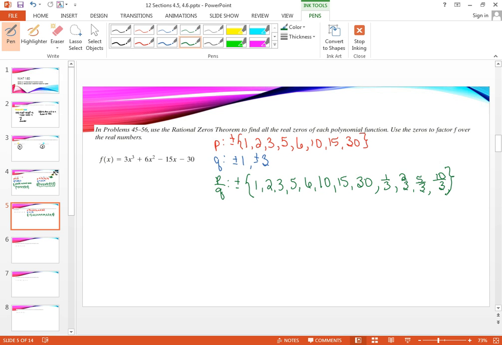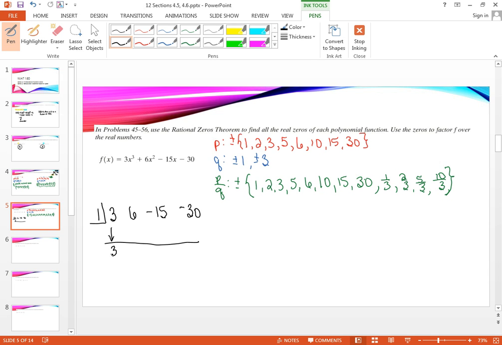I'm going with synthetic division because I think it's faster. But what I'm after is if I take 1 and divide it into f of x, do I get a remainder of 0? And I'm going to do it by synthetic division. So remember we pull off the coefficients: 3, 6, negative 15, negative 30. What I'm after is a remainder of 0. If I get a remainder of 0, then I know x minus 1 is a factor. Okay, so here we go.